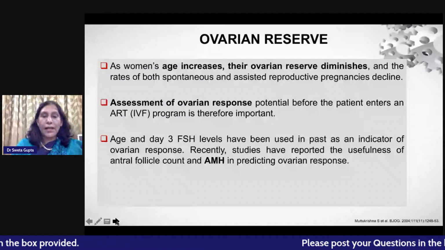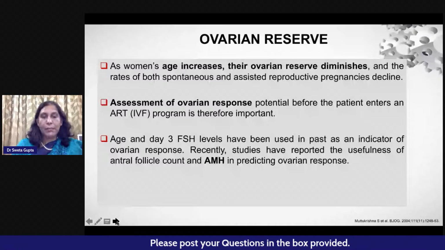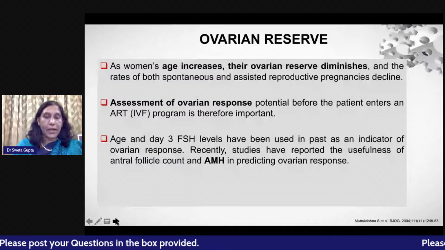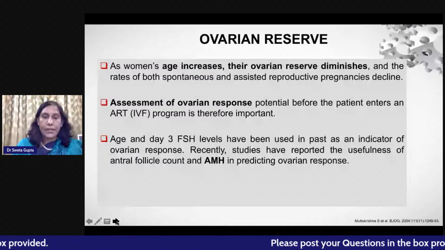Now, in earlier days we used to use age and day 3 FSH, but with recent advances, we have been using not only antral follicle count but AMH in predicting ovarian response. So let's look into AMH.